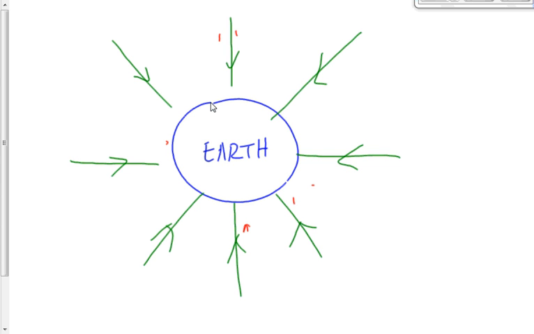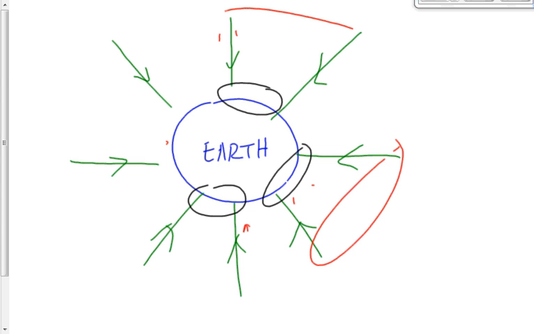Notice how close or how far apart the field lines are. These field lines are pretty much the same distance apart. These field lines out here are further apart. What does that tell us about the field? The fact that some of them are close together, some of them are far apart, tells us the strength of the field. The closer the field lines are together, the stronger the gravitational field is.